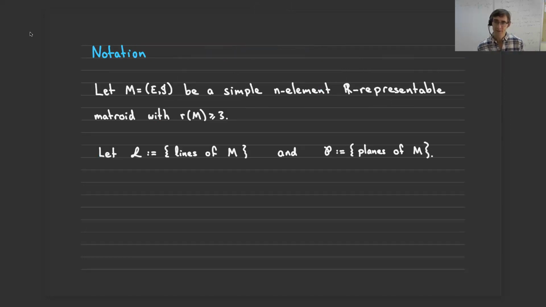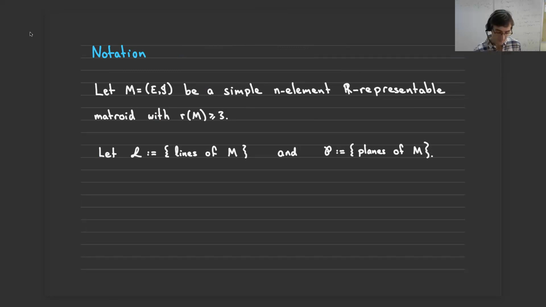So let me quickly fix just a bit of notation before we do that. M is always going to be some simple n-element real representable matroid with rank at least 3. Script L will be the set of lines, and script P will be the set of planes.